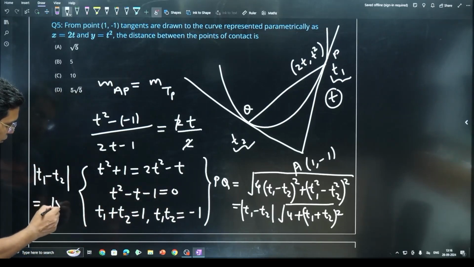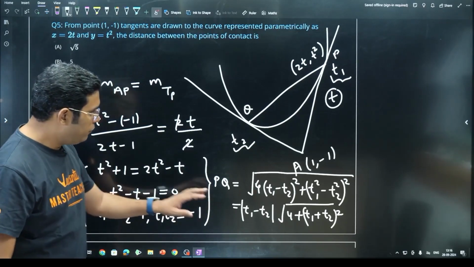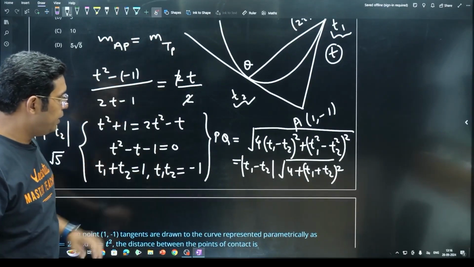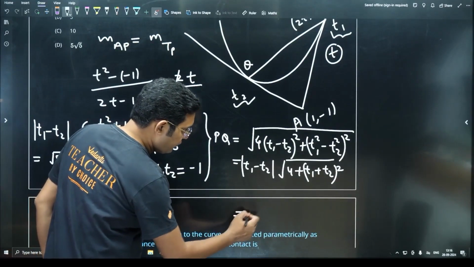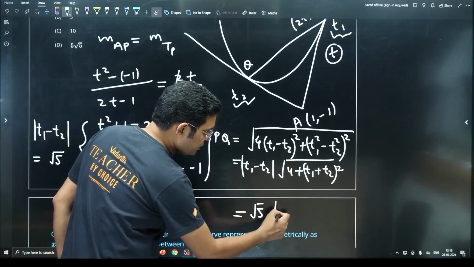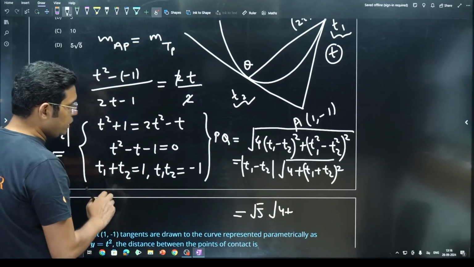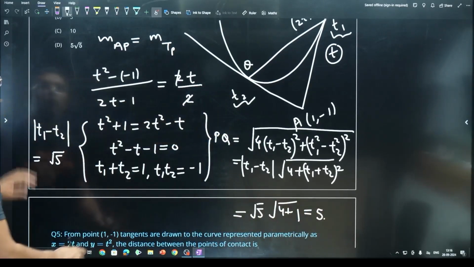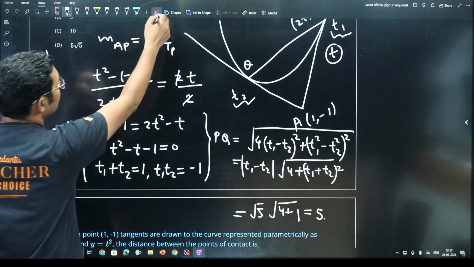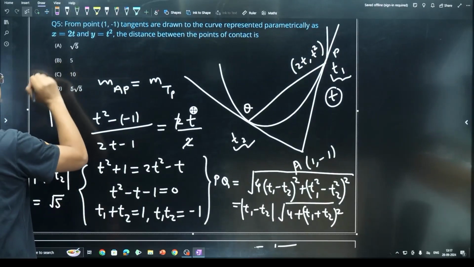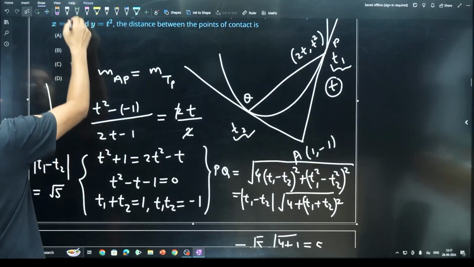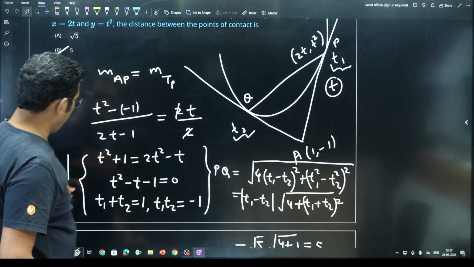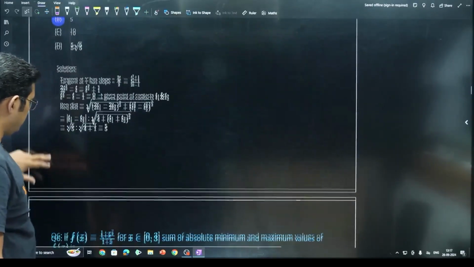I think it will come out to be root 5, you can check. Okay, now we know this is root 5, and this is 4 plus t1 plus t2 is 1, so this is also root 5, so this distance comes out to be 5. So the answer for this question will be B. Moving to the next question, that is question number 6.